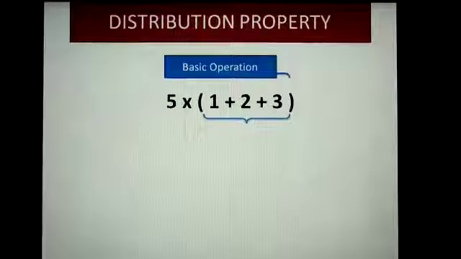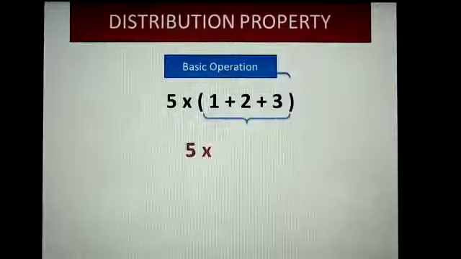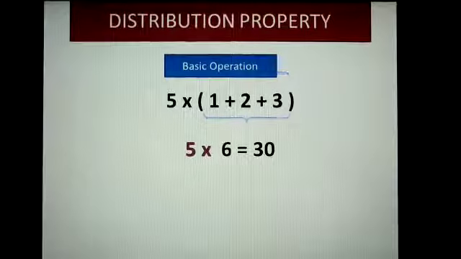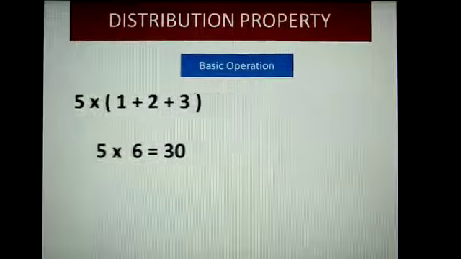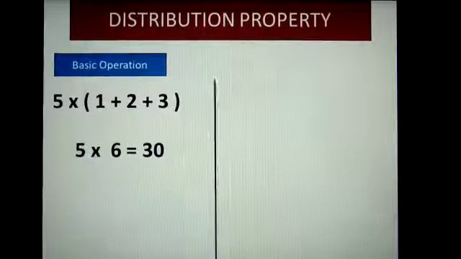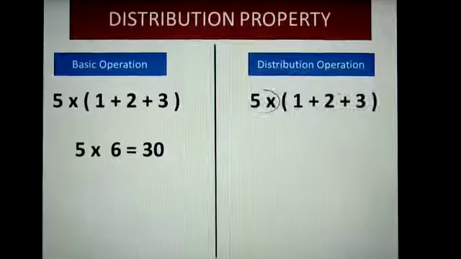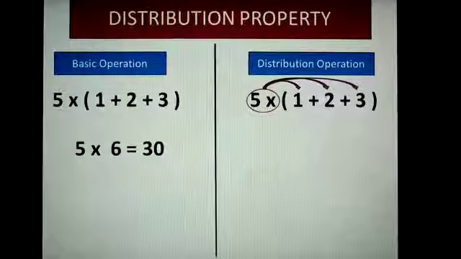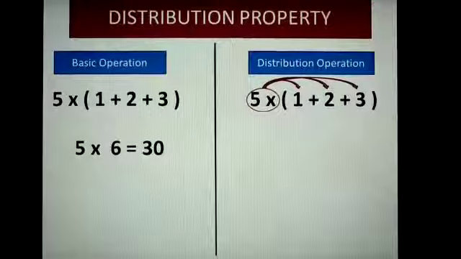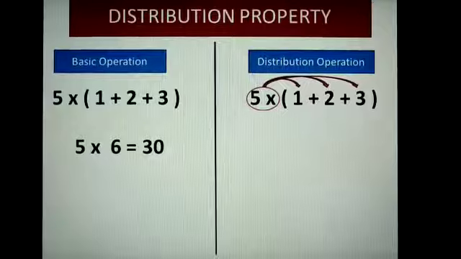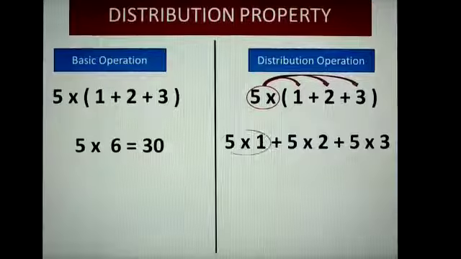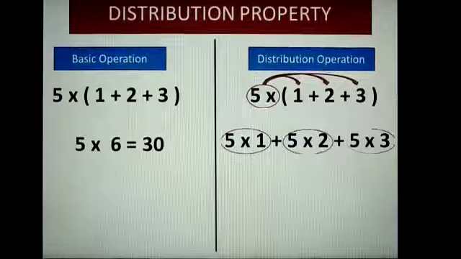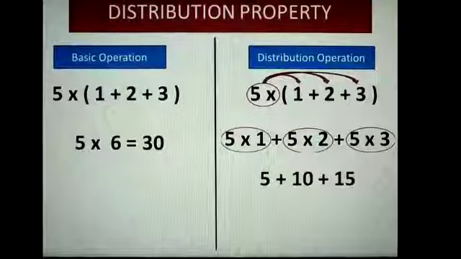Now let us use the distributive property. We distribute a factor of 5 to each member of group, which makes the group go away and allows us to do those multiplications individually. 5 times 1 is 5. 5 times 2 is 10 and 5 times 3 is 15. Finally, we add 5 plus 10 is 15 and 15 plus 15 is equal to 30.